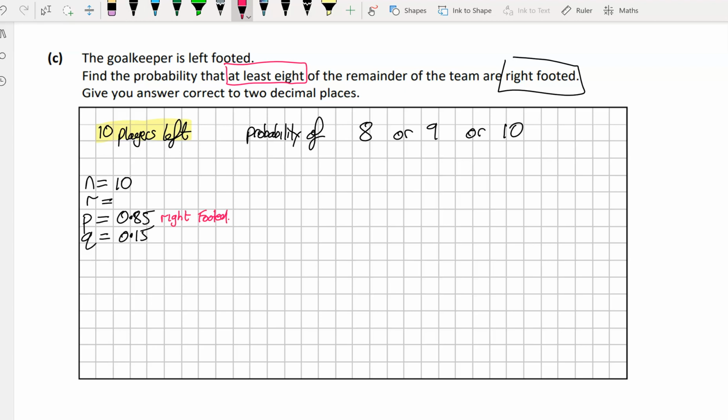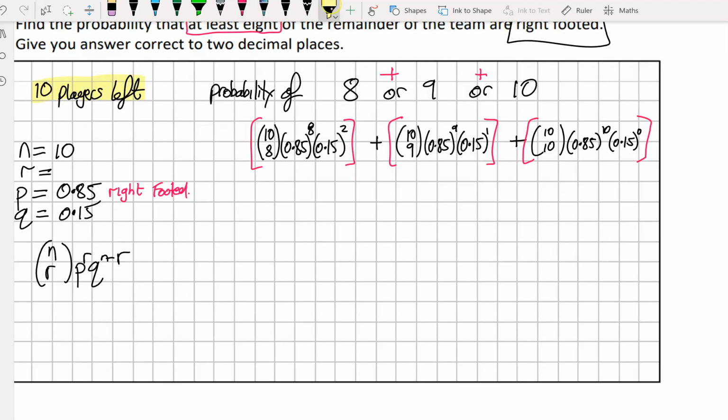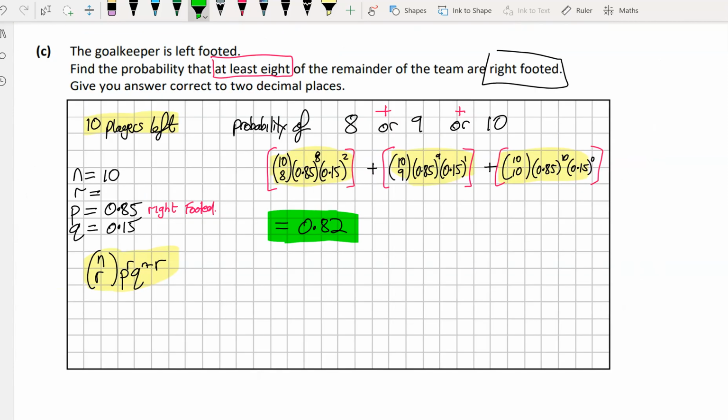So we have 10 trials. The number of successes is either 8 or 9 or 10. The probability of success this time is 0.85, which is the probability of a right-footed player. The probability of failure is 0.15. And in each case here, OR means add, so a Bernoulli trial for each. So we use the Bernoulli trial formula. We apply it for 8 successes, 9 successes, and 10 successes. We get a probability of 0.82.